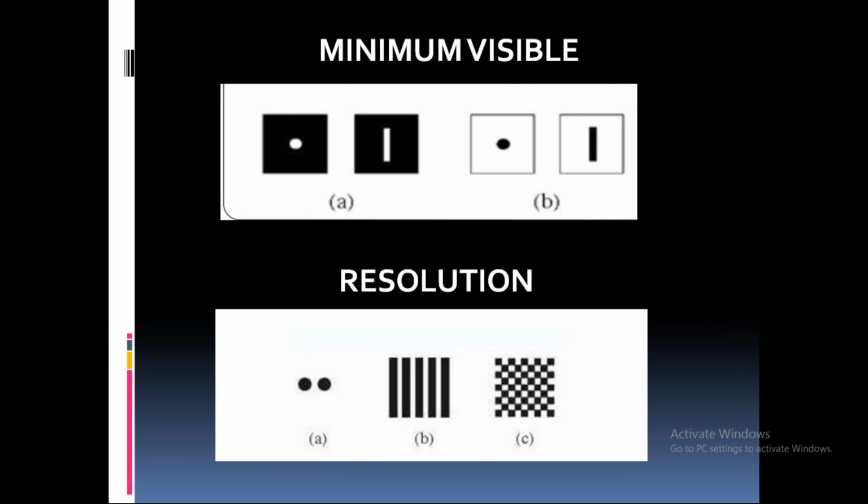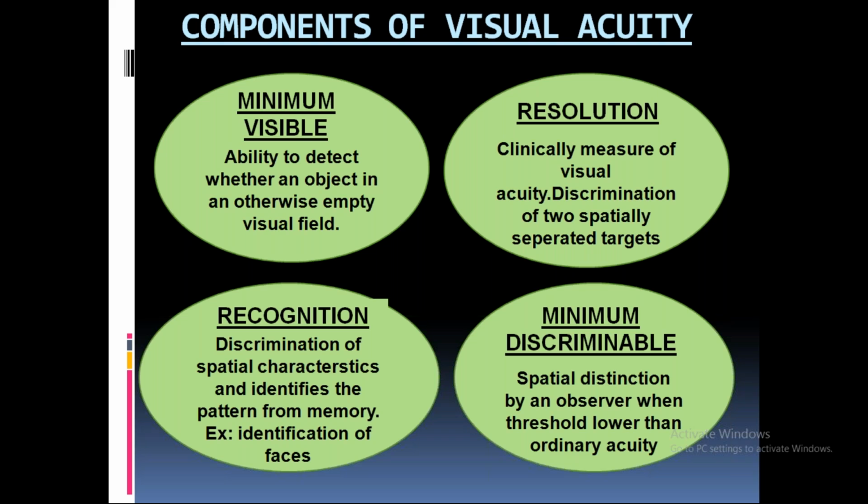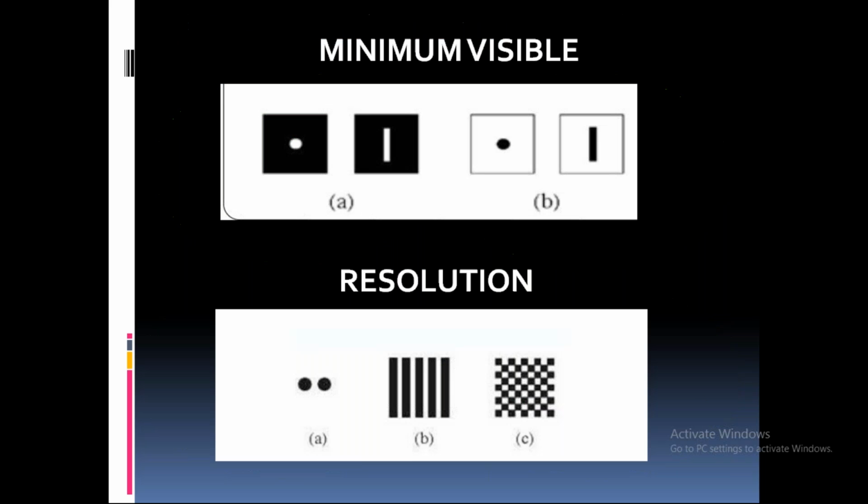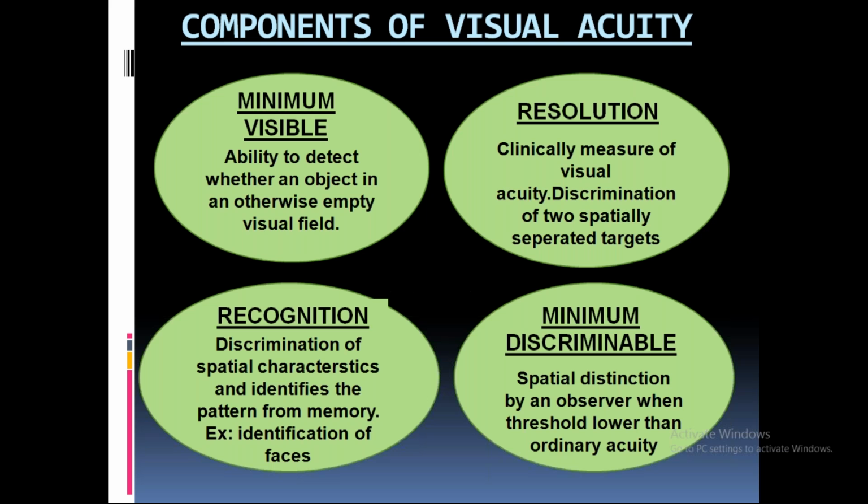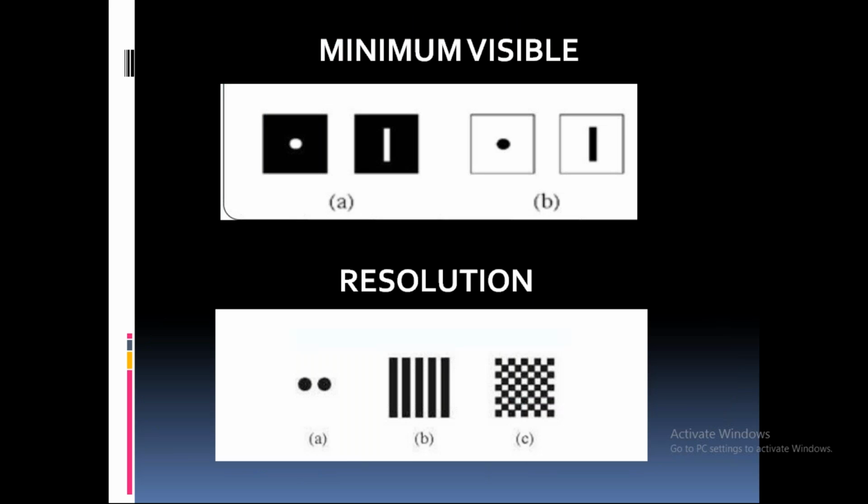This is the example for minimum visible: the ability to detect an object in an empty visual field is called minimum visible. Resolution is clinical discrimination of 2 spatially separated targets. If we are able to separate and recognize the 2 spatially separated objects, it is called resolution.